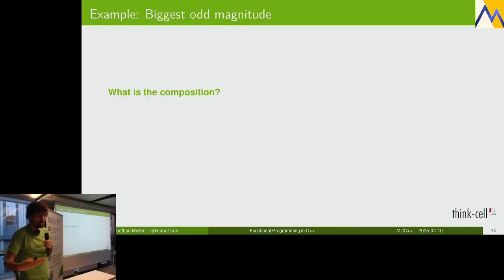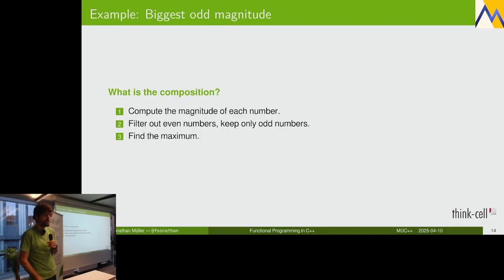And so to make it functional, the question is, what is the composition? What are the individual building blocks that we can use to solve this problem? And there are 3. So first, we need to compute the magnitude of each number. Then we want to filter out all the even numbers and keep only the odd ones. And in the end, we want to find the maximum of the resulting list.